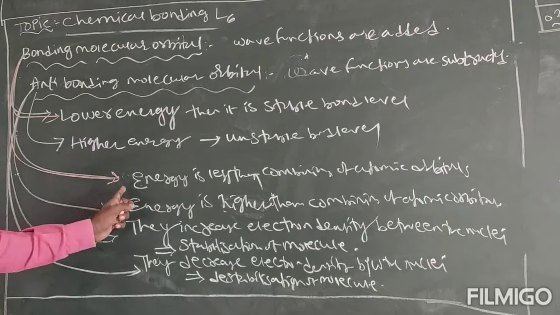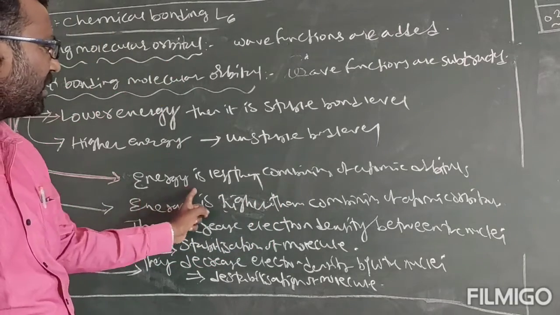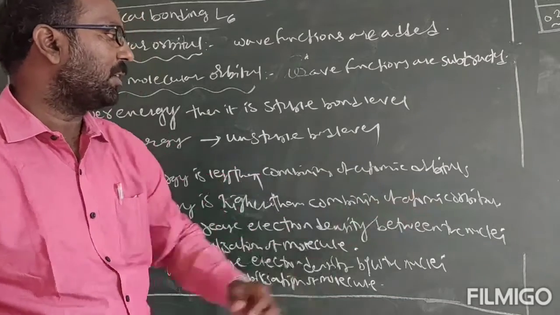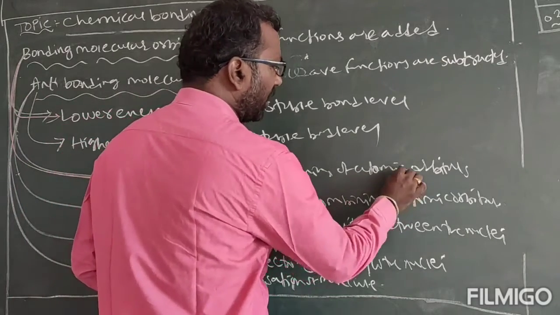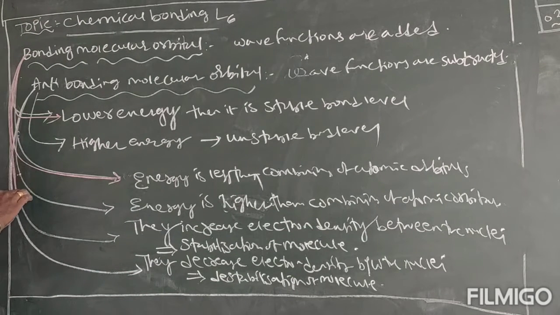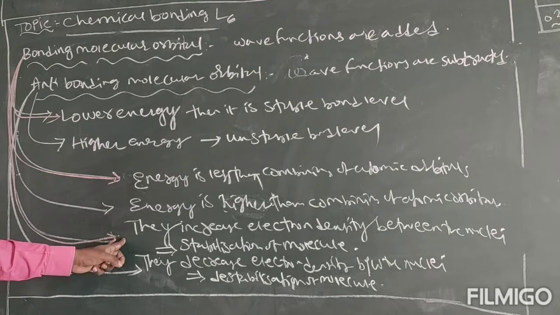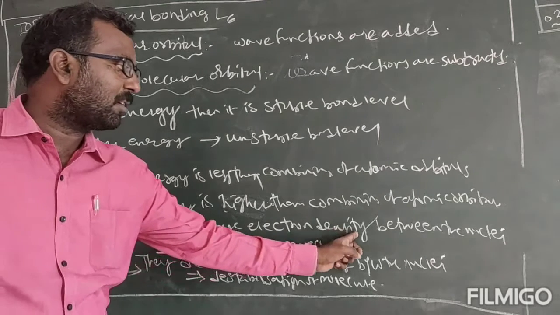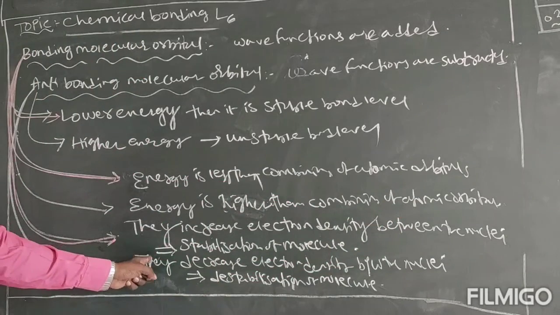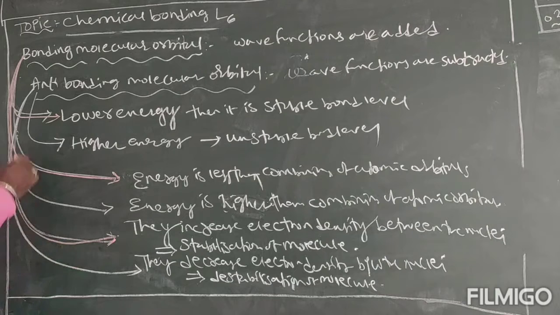Under bonding, the bonding molecular orbital energy is less than the combining atomic orbitals. What will happen? Bonding molecular orbitals increase the electron density between the nuclei, which results in the stabilization of the molecule. So these are the major points regarding the bonding molecular orbital.